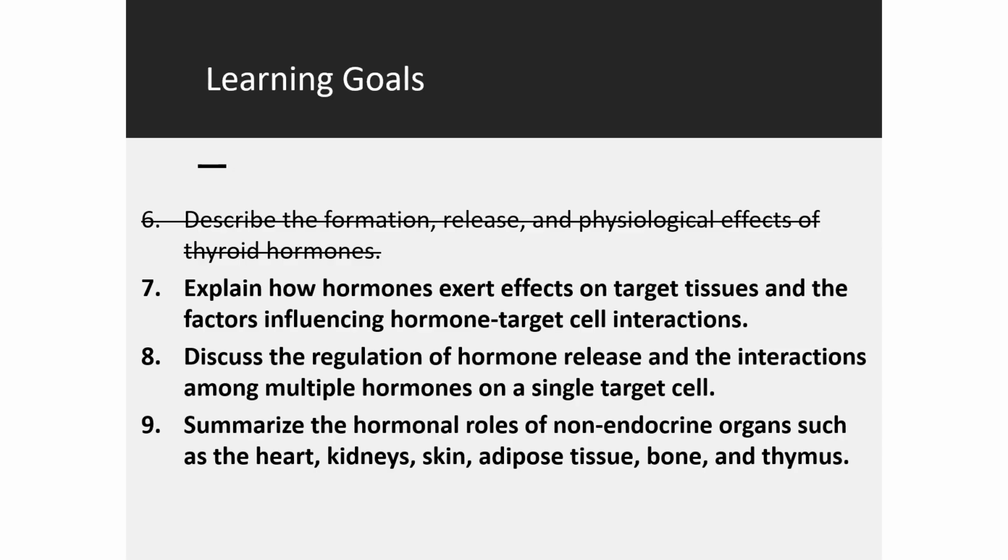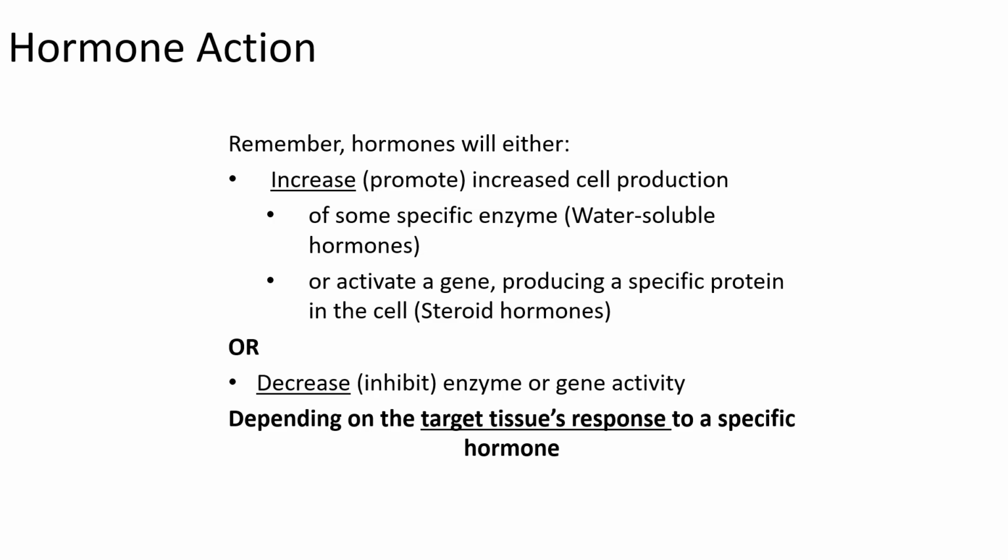Okay. So we're going to talk a little bit about how hormones work and how they respond to stimuli. Remember, hormones seek to alter the behavior of the cell, and so they can do this a couple of different ways. They can either promote cellular production of some particular enzyme, or they can activate a gene producing a particular protein in the cell. And it really just depends on the type of hormone we're talking about.